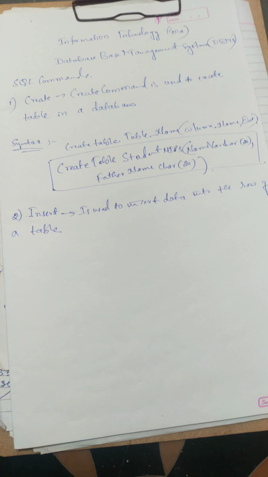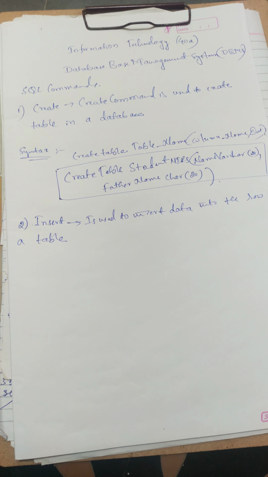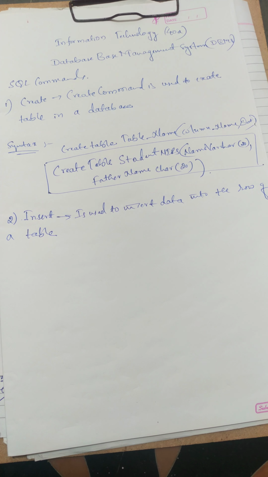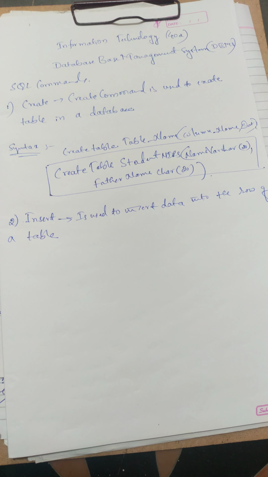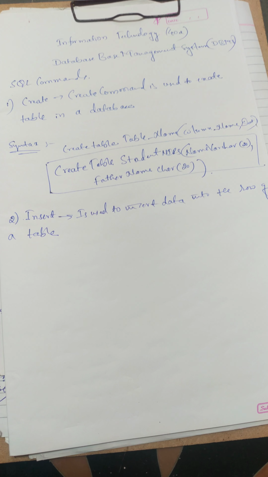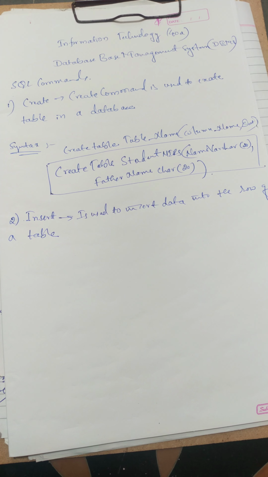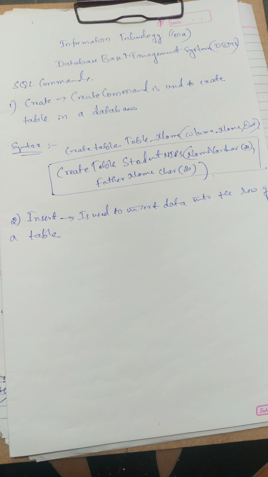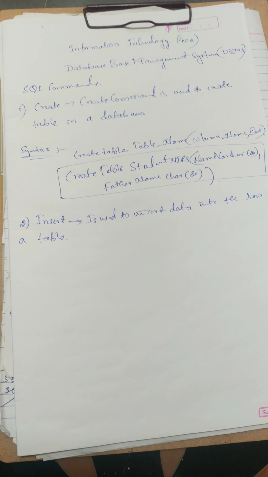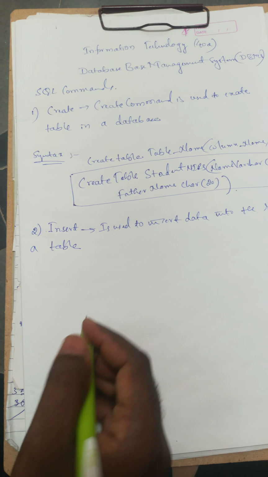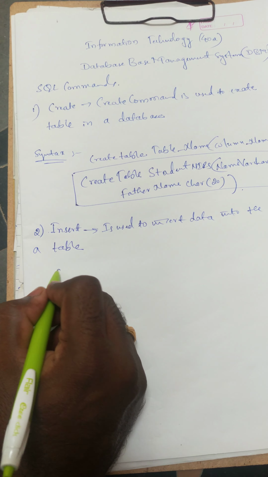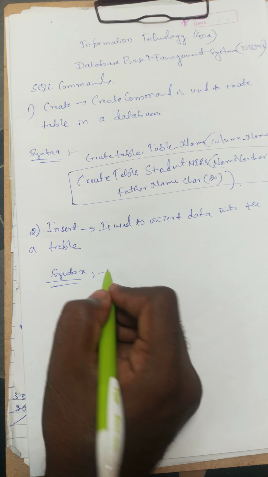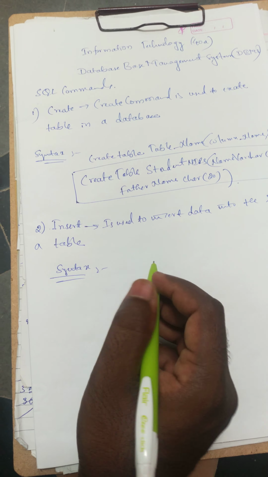So when you create the table, I have created the table called student NIRS. In the student NIRS table, I want to insert the values. So already I have created the name, father name, right? So what is the name of the student, that you can insert, and what is the father name, that you can insert with the insert command. So already I have told you that each and every command has a syntax.